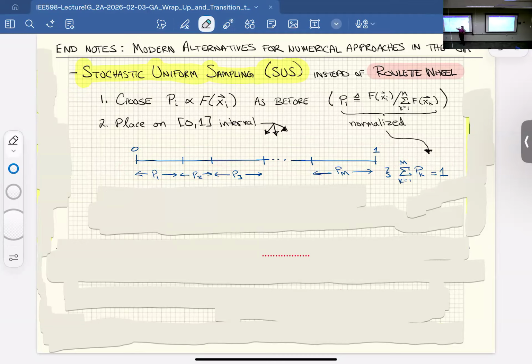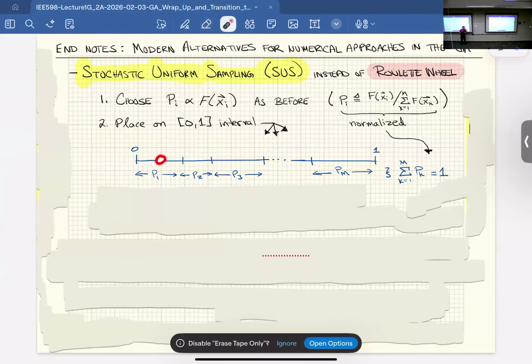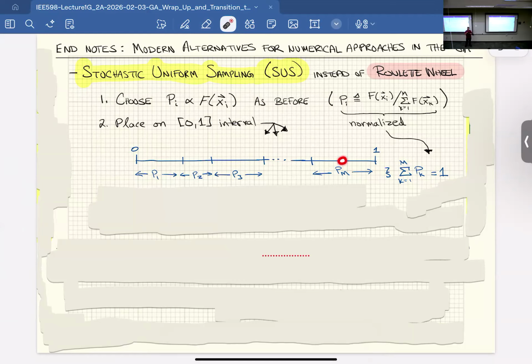Roulette wheel selection, you draw R random numbers between 0 and 1, and you see where they hit. Maybe the first number hits here, and then that means you're going to draw parent 1. Maybe the second number hits here, so you'll draw parent M. Maybe the third number is back to parent 1, the fourth number parent 2, and so on. But you draw R numbers, and you see where they land.